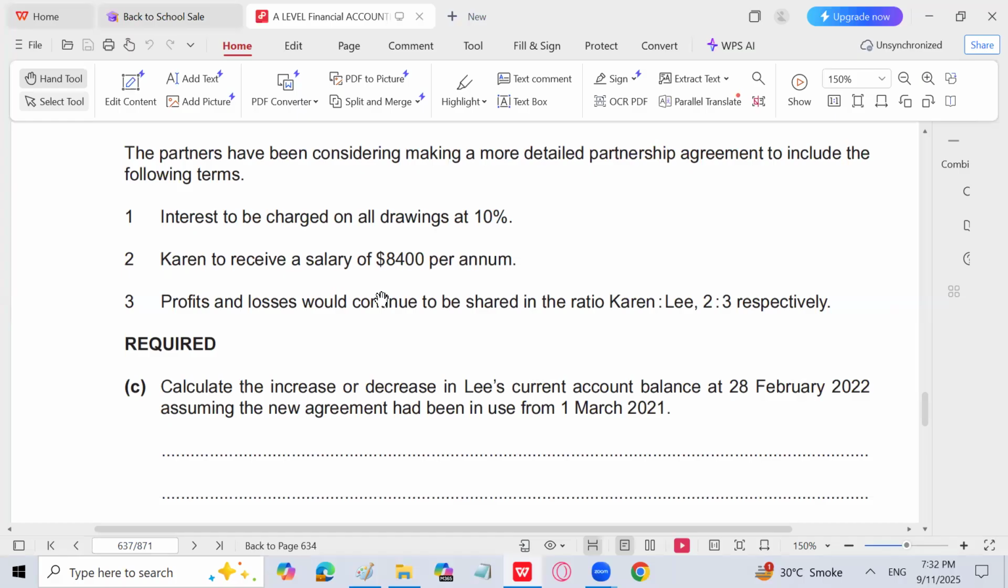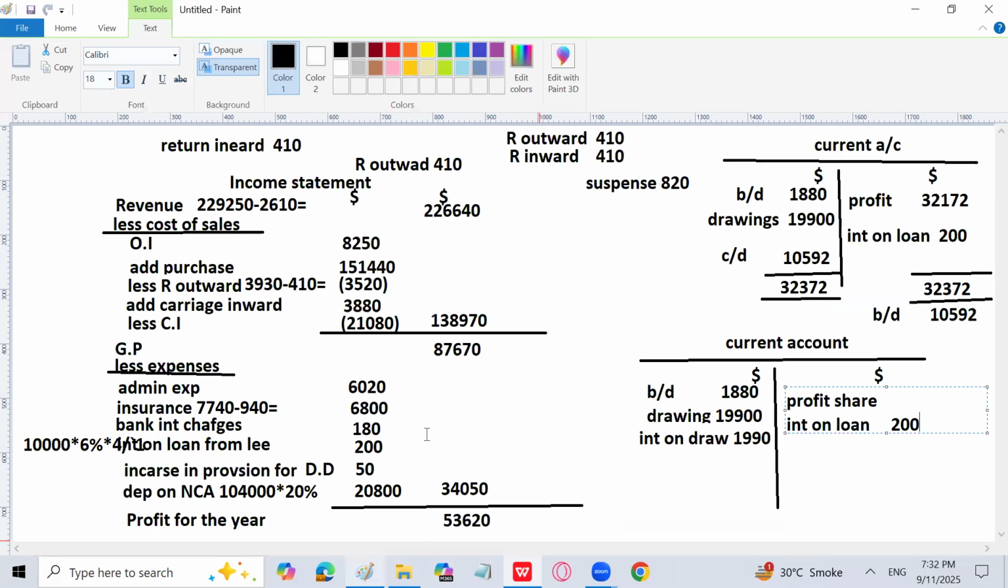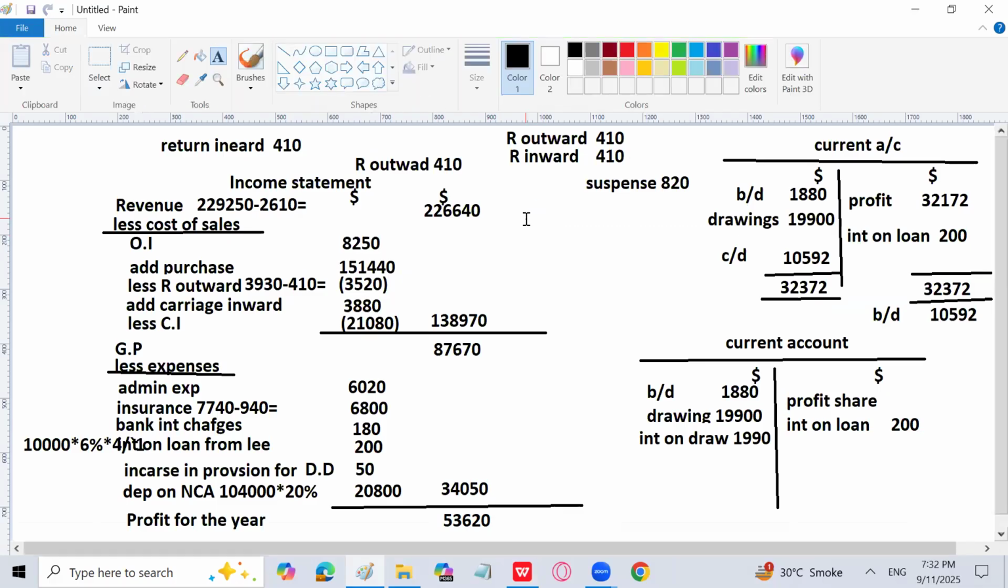Okay. So then why is it given in the question? Because we have to prepare the appropriation account again in order to find the profit share of Lee, which is not yet with us. How come, sir? Because the profit for the year is 53620. I will go for the profit appropriation account.